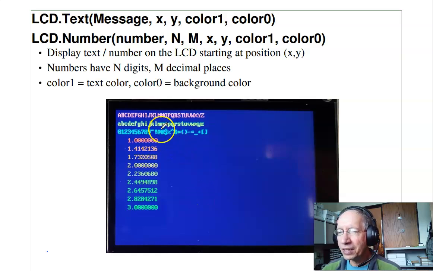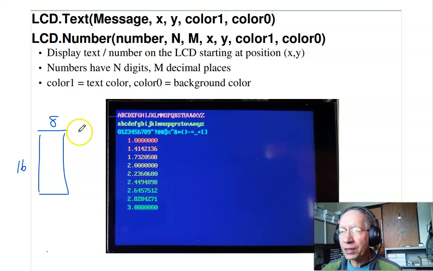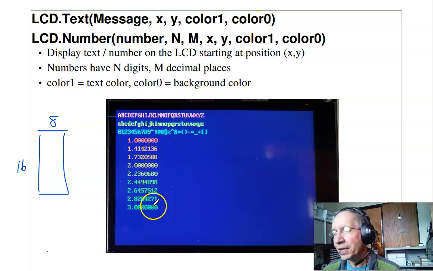Now, when I do that, I've got a couple different fonts. If I use the default font, LCD text or LCD number, these are 8 wide by 16 fonts. Pick whatever color you want. When I write the color, I actually fill in the whole rectangle. Color 1 is the color of the text. Color 0 is the background. So for all these, I made the background color navy, so it looks like it's just written right on top of the background.